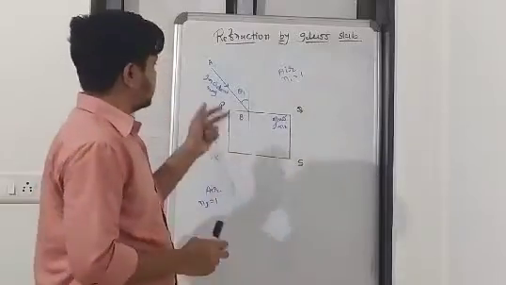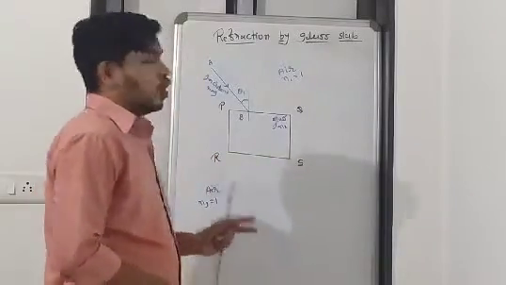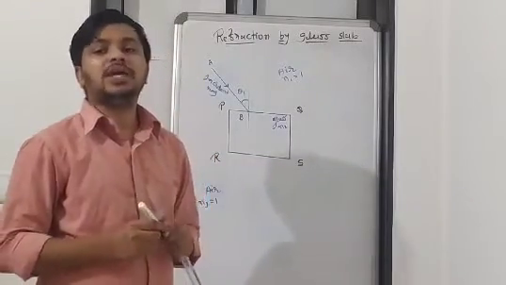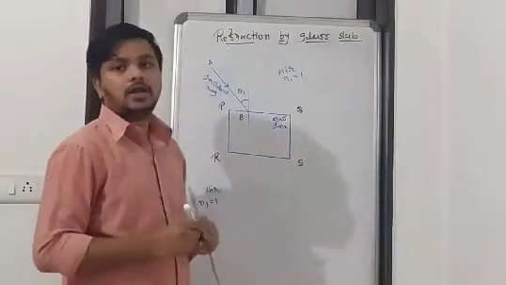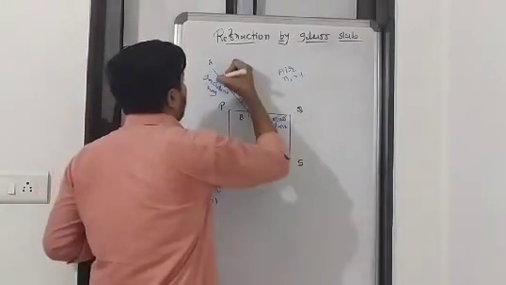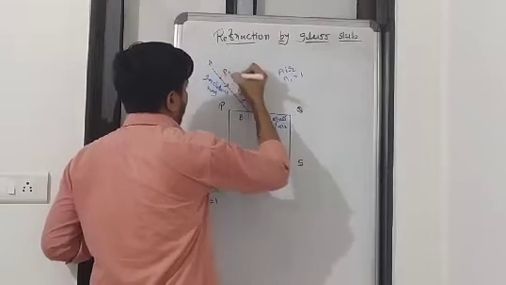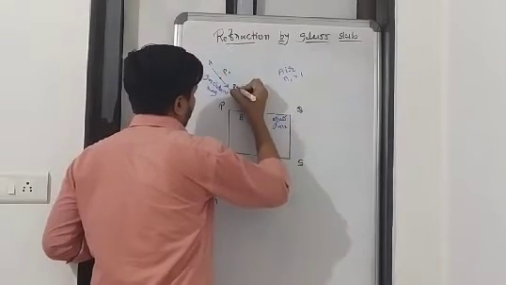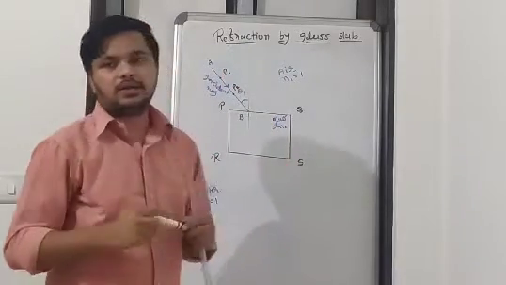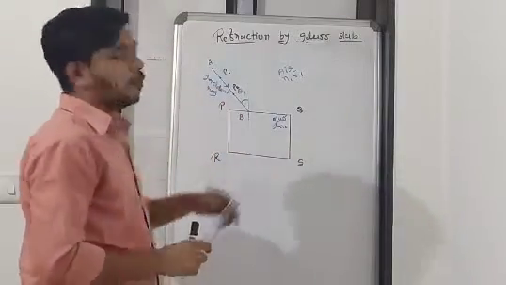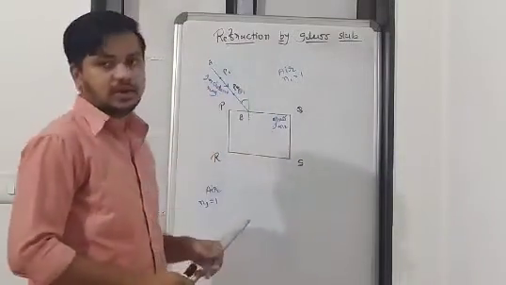So you draw an incident ray. Now you have to put two pins on the incident ray. So put a pin P1 and P2 on the incident ray.